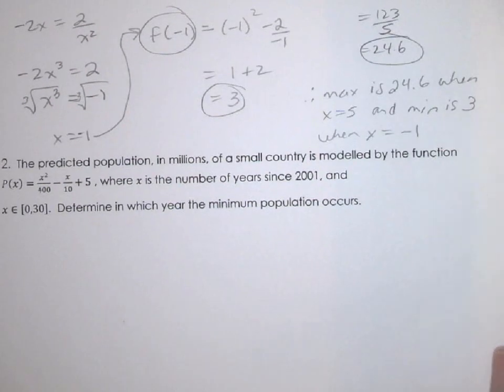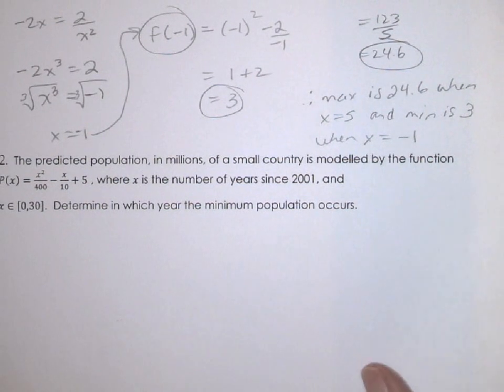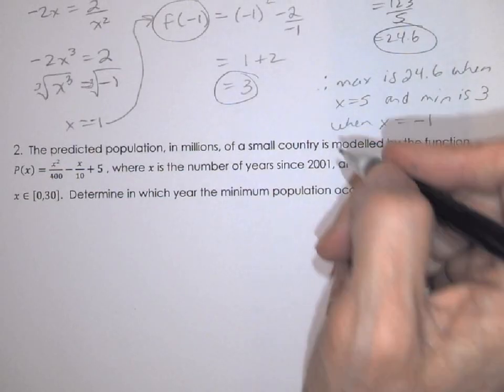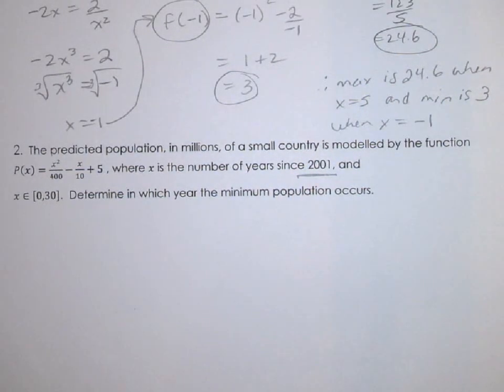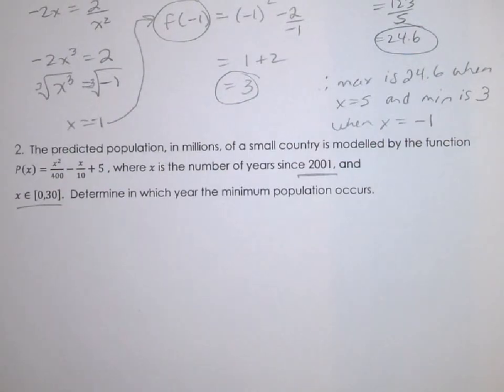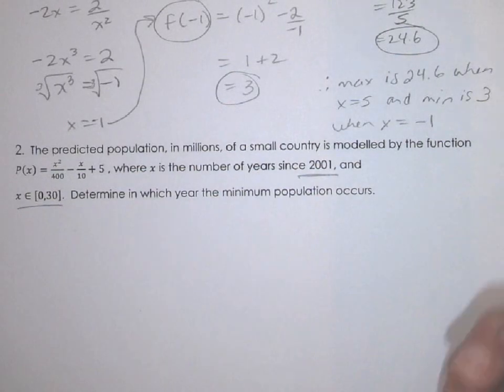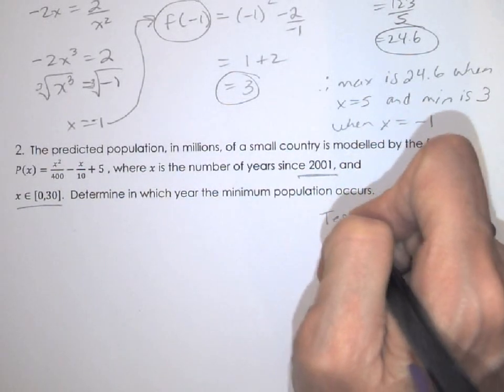Okay, here's a word problem type of question. The predicted population in millions of a small country is modeled by this function. Population at x is x squared over 400 minus x over 10 plus 5, where x is the number of years since 2001, and x belongs to the closed interval 0 to 30. So we've got our endpoints right away. So we can test our endpoints.